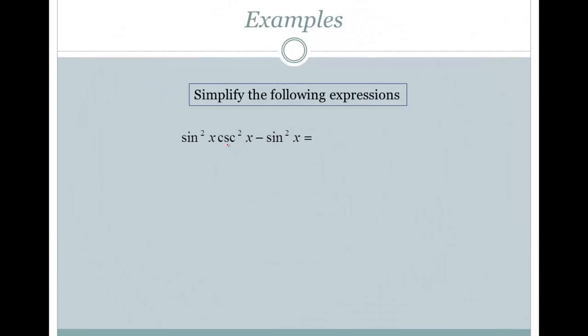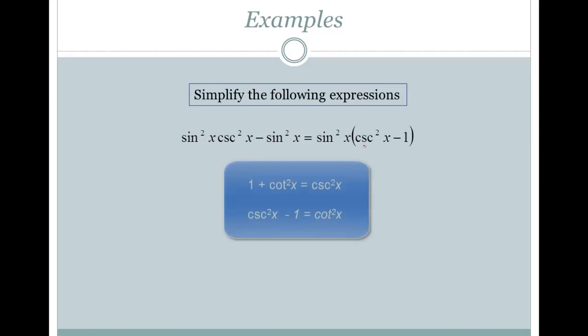Sine squared x times cosecant squared x minus sine squared x. Let's factor out a sine squared x and see what that does for us. This term right here is another Pythagorean identity, and the Pythagorean identity that we would use here is going to be 1 plus cotangent squared of x is equal to cosecant squared of x. They're not always going to be in this general form, but this is the equation.